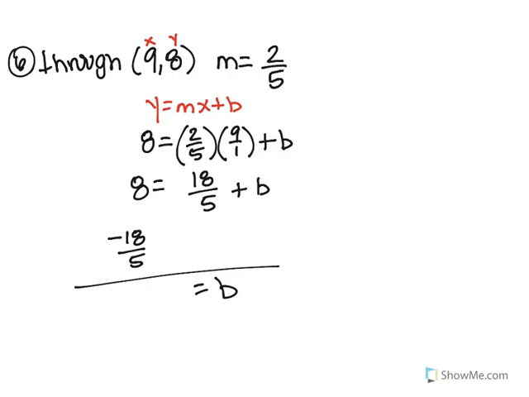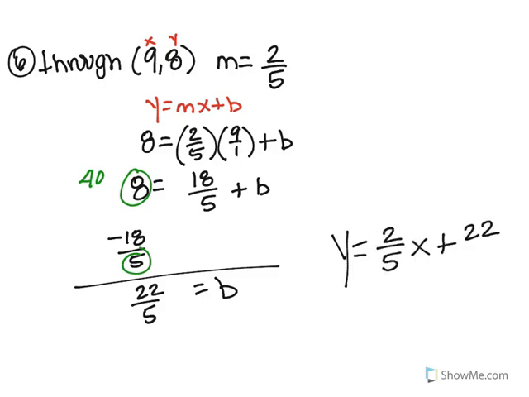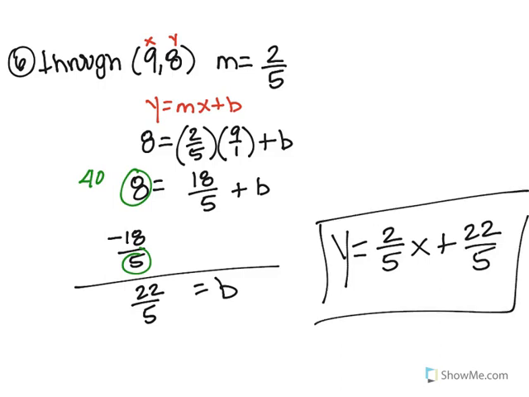What do you get? 22 fifths. Good. Anybody else get 22 fifths? Let's try it in the calculator. 22 fifths. And like I said, if you're doing this mentally, 8 times 5 is 40, and 40 minus 18 is 22. So 22 fifths. Our equation would be y equals 2 fifths x plus 22 fifths.